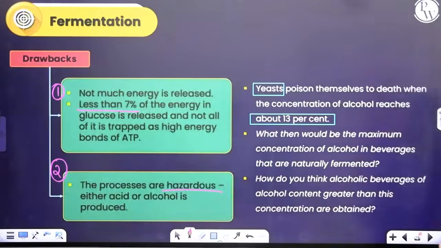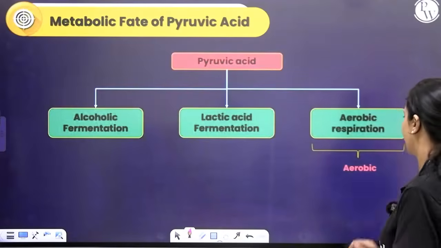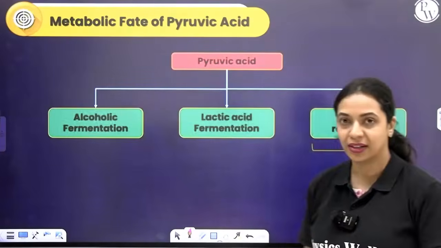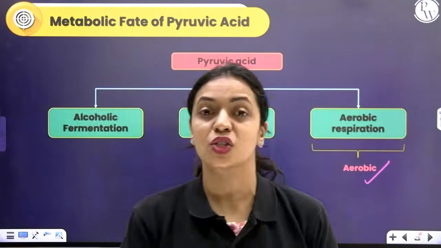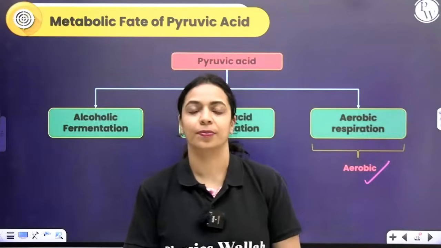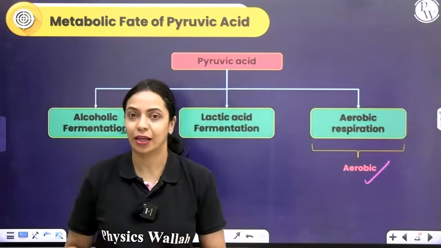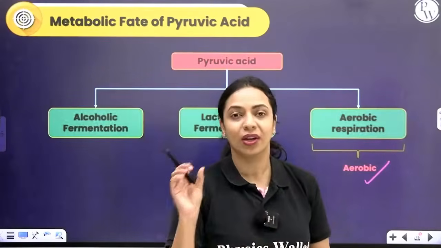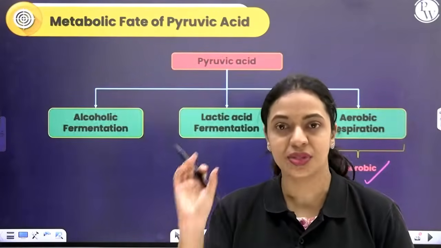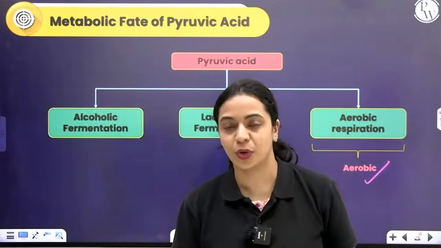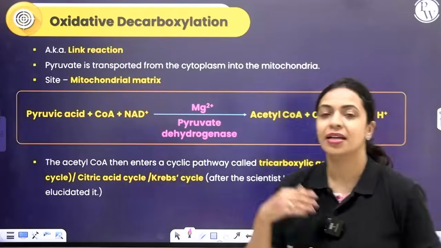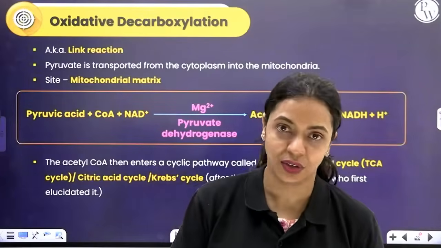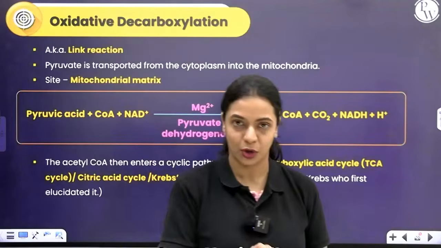Alright, that's about fermentation. Now let's talk about what happens to pyruvate in aerobic respiration. Remember, the whole process of glycolysis took place in the cytoplasm. Aerobic respiration is going to take place in the mitochondria. So whatever pyruvic acid is produced in the cytoplasm will be taken into the mitochondrial matrix for the next step. The next step is called the link reaction or oxidative decarboxylation.